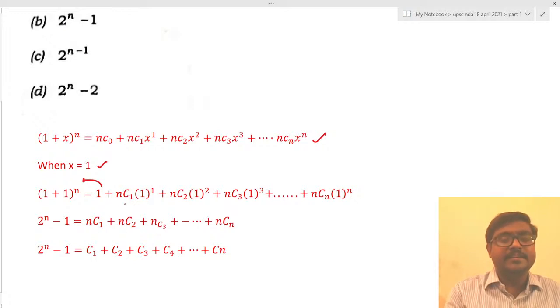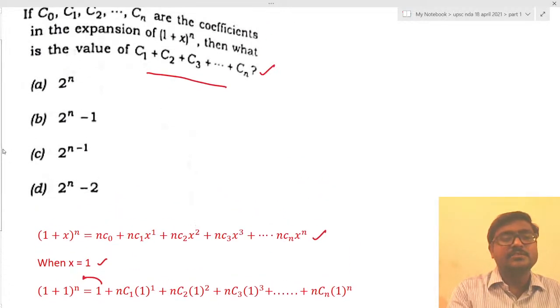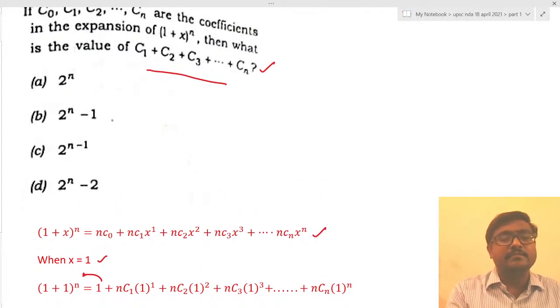Right hand side, what will become? nC1, nC2, nC3 up to nCn. Simply we can write nC1 as C1, that is the format they have given. This nC2 can be written as C2, nC3 can be written as C3, like that nCn can be written as Cn. This is 2 power n minus 1. So this is the question asked. So the final answer is 2 power n minus 1.